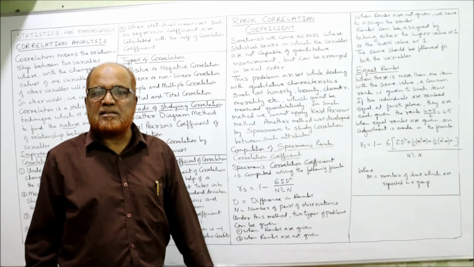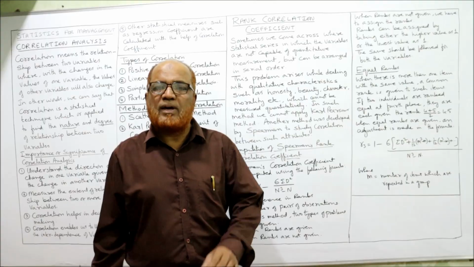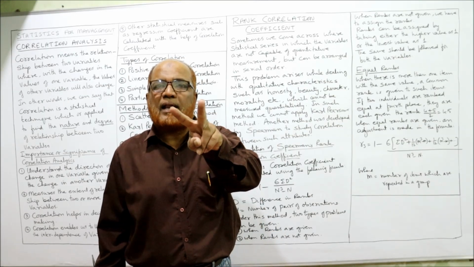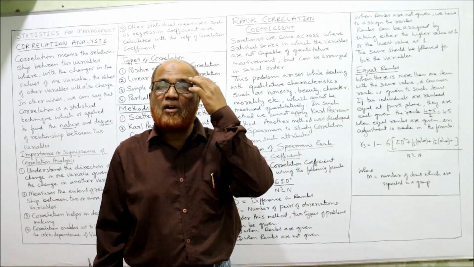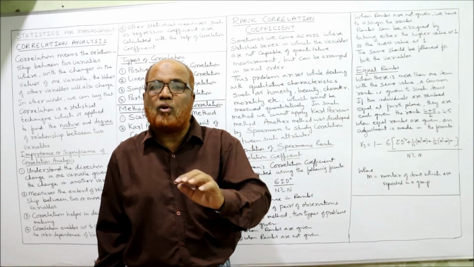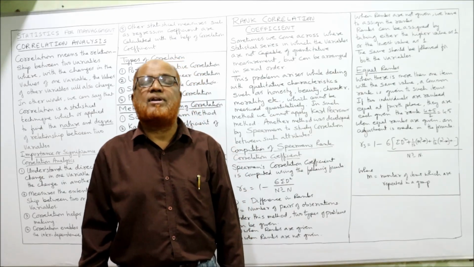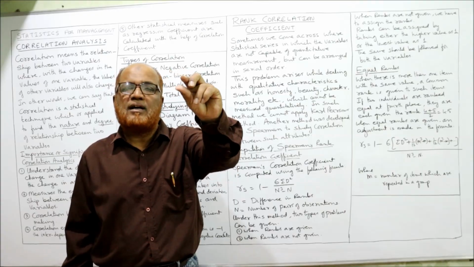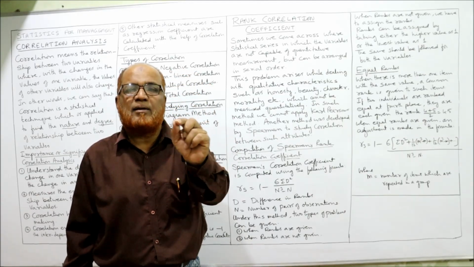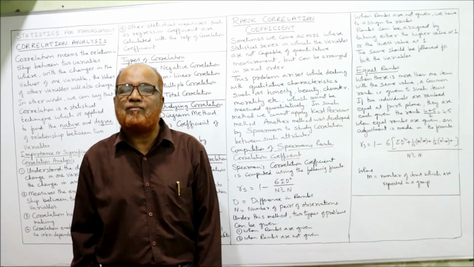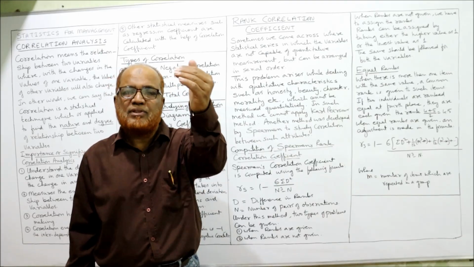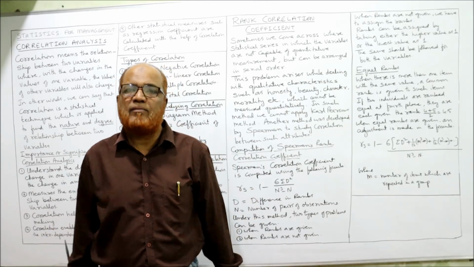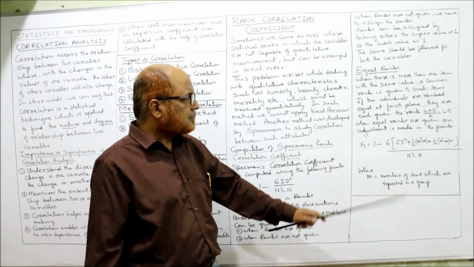Then equal ranks. Sometimes we come across cases where equal ranks are there. So how to give equal rank? For example, two values are the same. Now we cannot give third rank to one value and fourth rank to another value. We have to give the average rank. If two same values occur, then we give (third rank plus fourth rank) divided by 2. That comes to 3.5. So we give 3.5th rank and 3.5th rank. Like that, average ranks will be given if equal values are there.